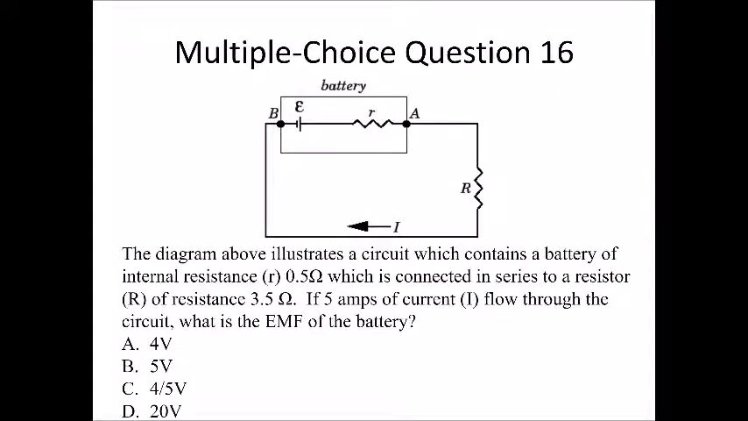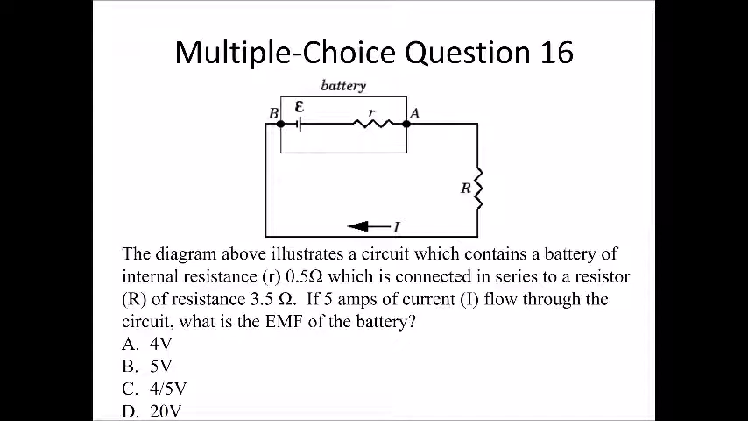The diagram above illustrates a circuit which contains a battery of internal resistance 0.5 ohms connected in series to a resistor of resistance 3.5 ohms. If 5 amps of current flow through the circuit, what is the EMF of the battery? The EMF is essentially the theoretical voltage of the battery. It's what the voltage of the battery would be if you had the battery not hooked up to a circuit, but you used a voltmeter to measure the voltage.